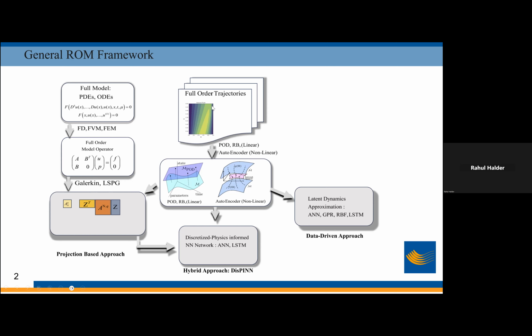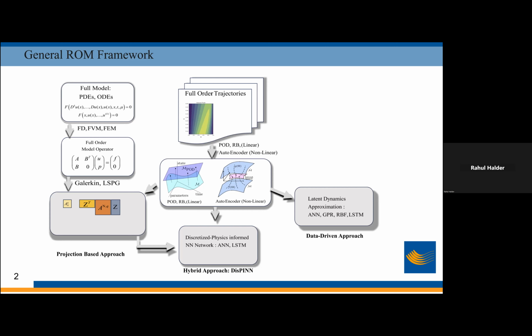From the full order trajectories, the high fidelity simulation data, we can generate linear or nonlinear manifolds. For the linear manifold, the techniques are POD, reduced basis method, etc. There are also a lot of nonlinear manifold projection techniques available nowadays, one of which is autoencoder-type nonlinear manifold projection. Coupling these two, one coming from equations and one from full order trajectories, you can generate a projection-based reduced order model.